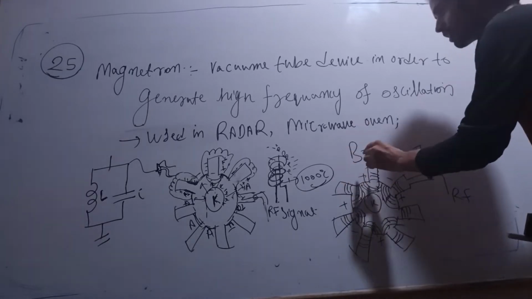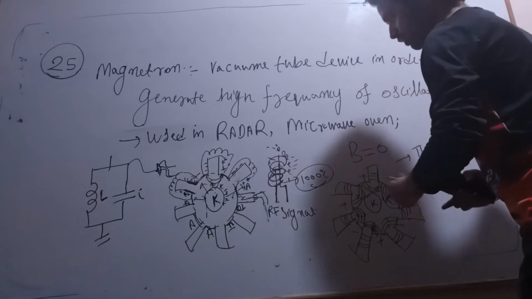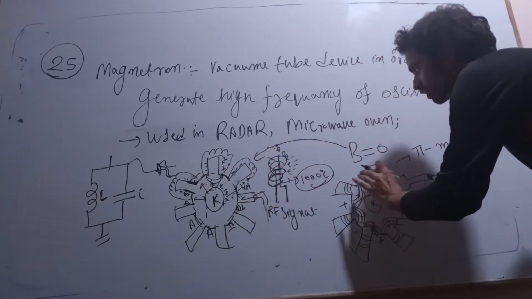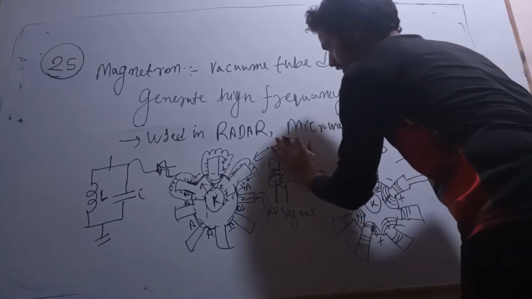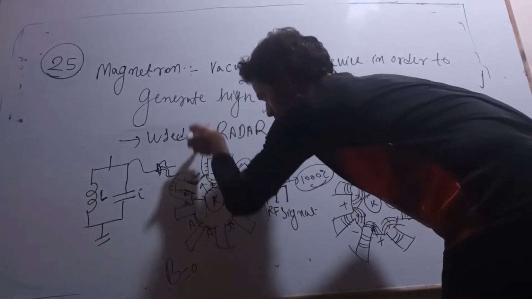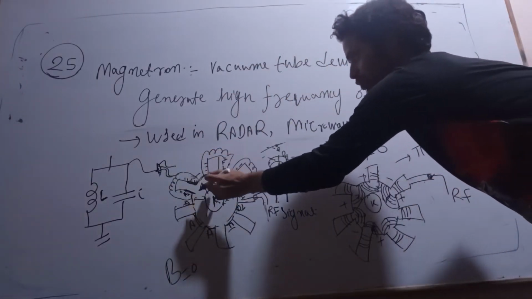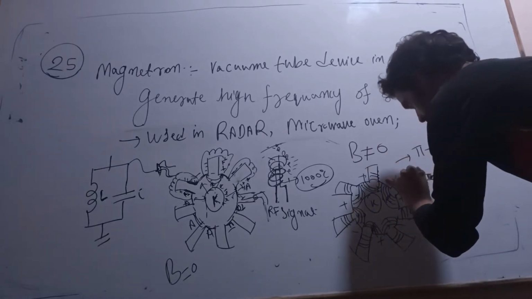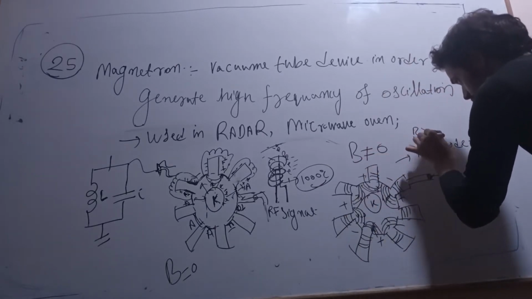Here the magnetic field is zero. Here if you see, the magnetic field is zero. That's why the electron is directly moving toward the anode. Now here the magnetic field is not zero. Now the magnetic field is greater than zero.